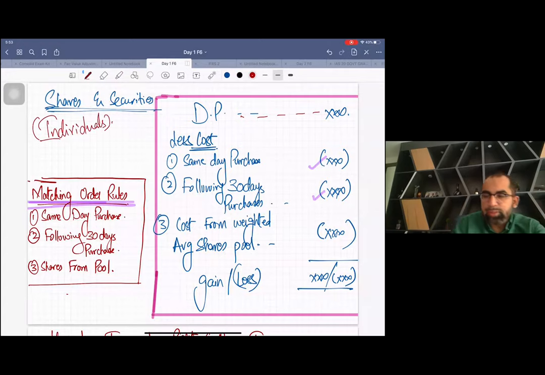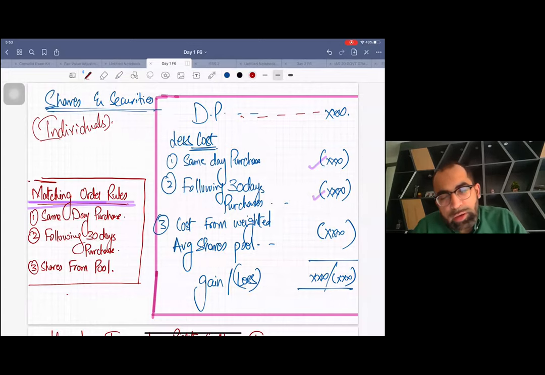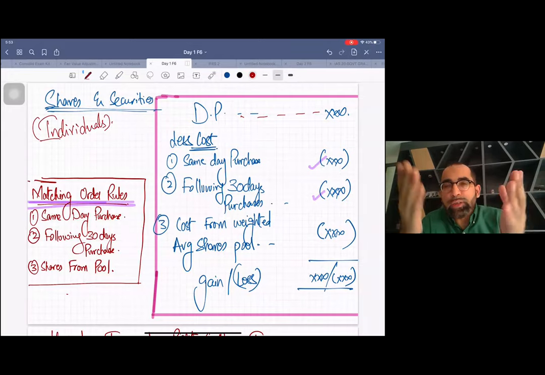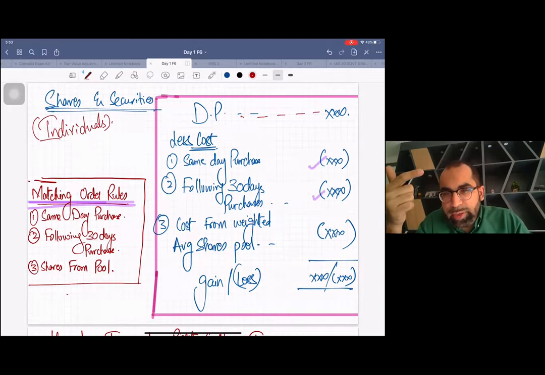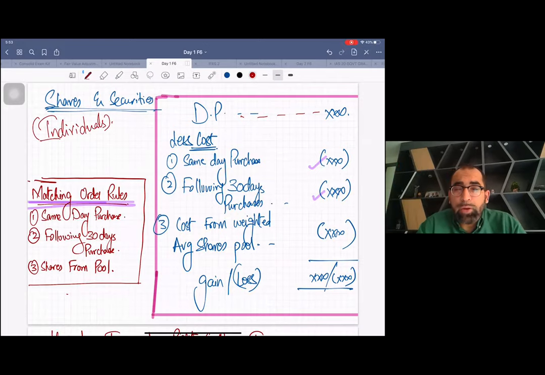Okay, my dear students, always remember this thing. Whenever you are going to compute gain or loss for individuals selling shares and securities, you need to use this order. First of all, you write DP, and then for cost, there are three steps. Number one, same day purchase. Number two, following 30 days purchase, and then cost of shares from pool. Okay.